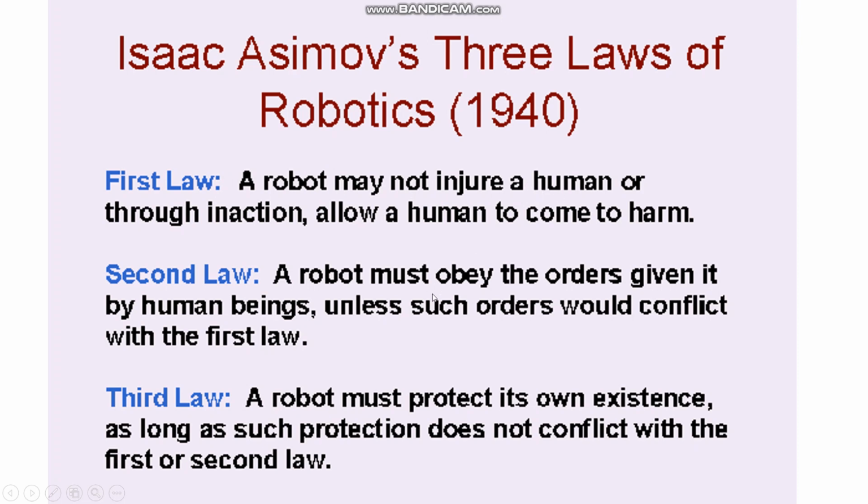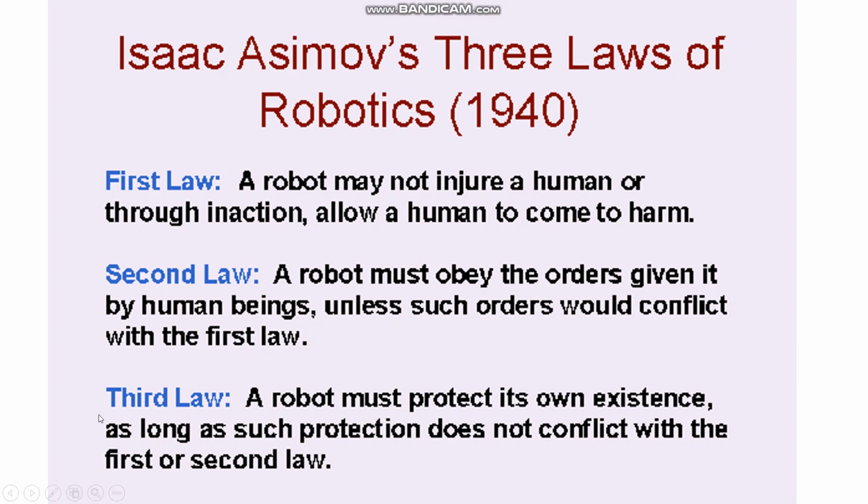Okay. Then the second law: a robot must obey the orders given by human beings unless such orders would conflict with the first law. Here, what it says is that a robot always obeys the orders given by the human, right? Otherwise, it should not, like the first law. Okay. Then the third law is related to the first and second laws.